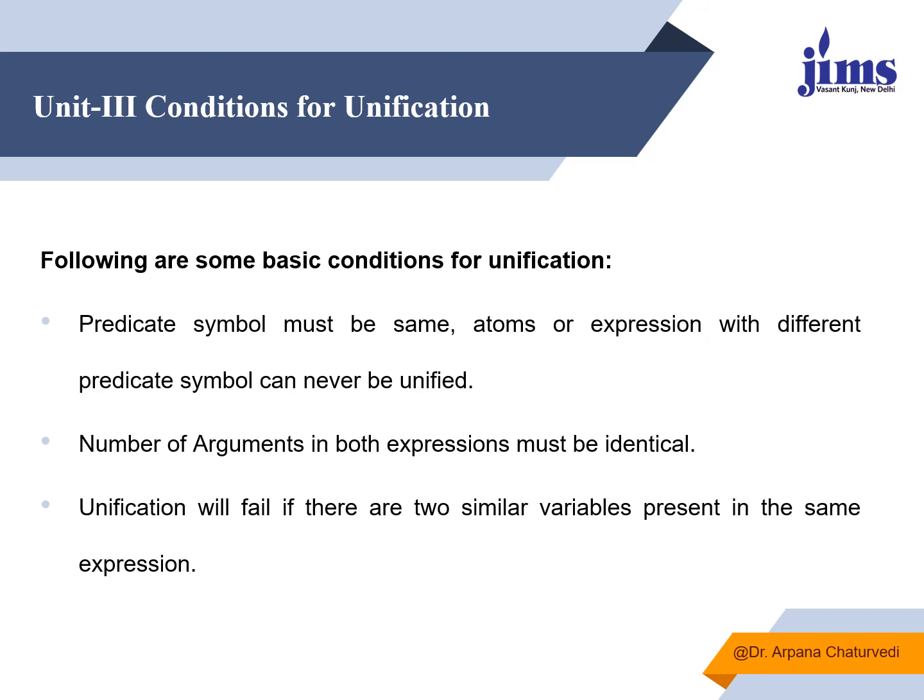Now to perform unification, we need to remember certain concepts. One is that the predicate symbol must be the same first of all, as we have seen in the previous examples that the predicates were the same, P, P or king, king. The predicate should be the same, as well as the number of arguments, which should also be the same in number. Both should have the same number of arguments. Unification will fail if the predicates are not the same or the number of arguments are not the same.